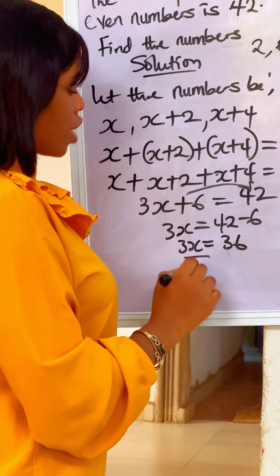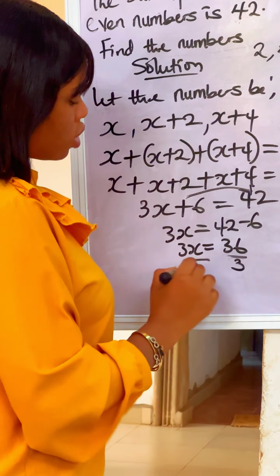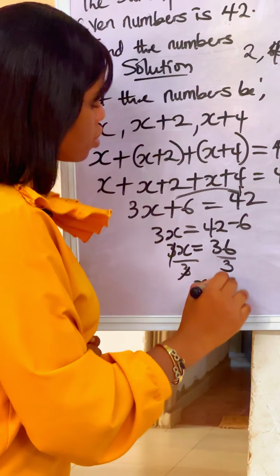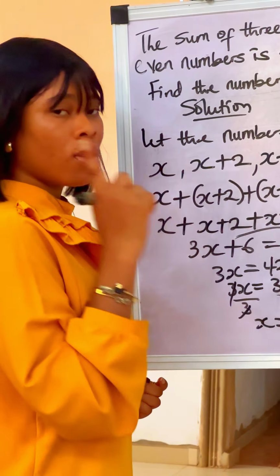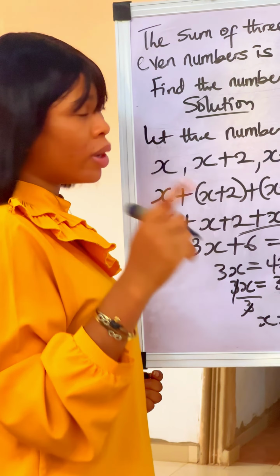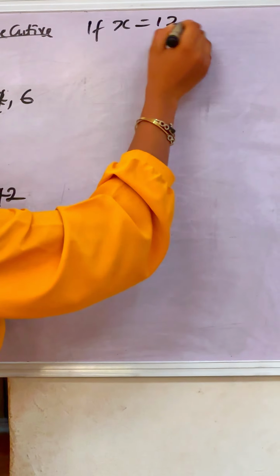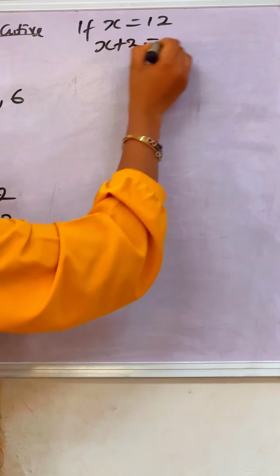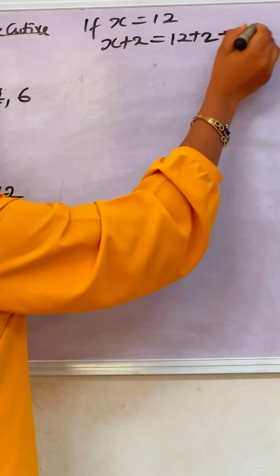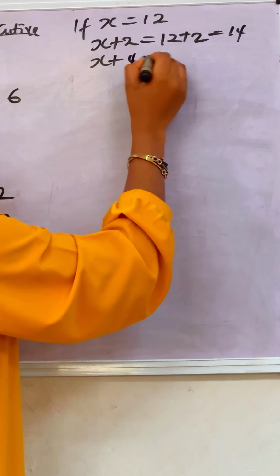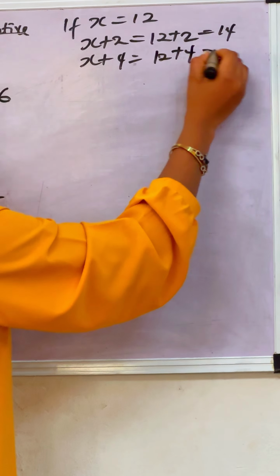So we have to divide both sides by the coefficient of x, which is 3, and we have that x is 12. Now this is the first consecutive even number. Now what about the other two? Now if x is 12, then x plus 2 equals 12 plus 2, which is 14, and x plus 4 equals 12 plus 4, which is 16.